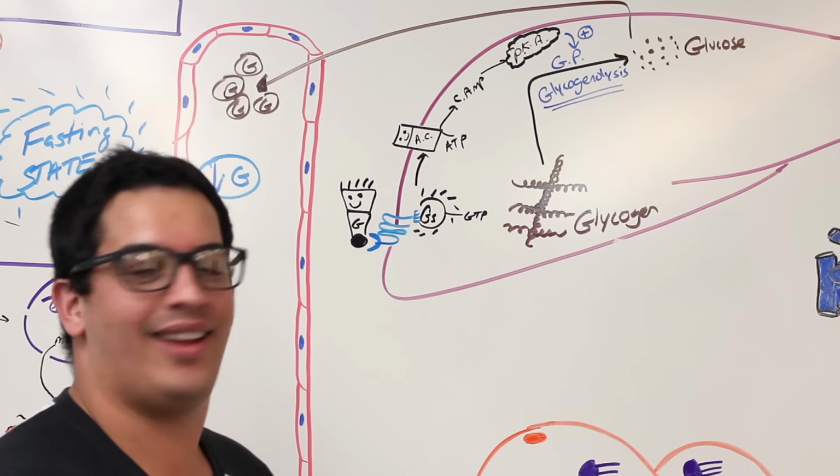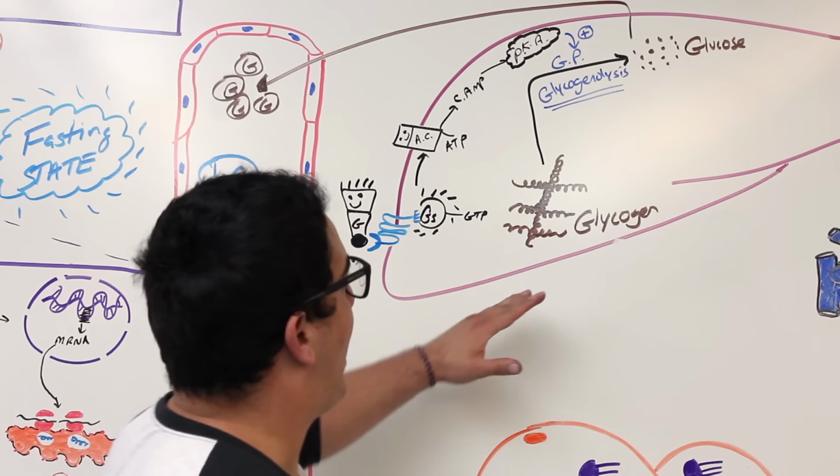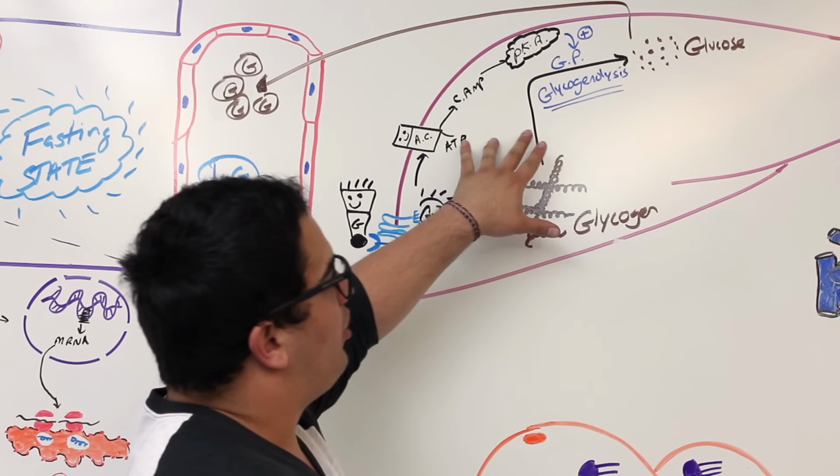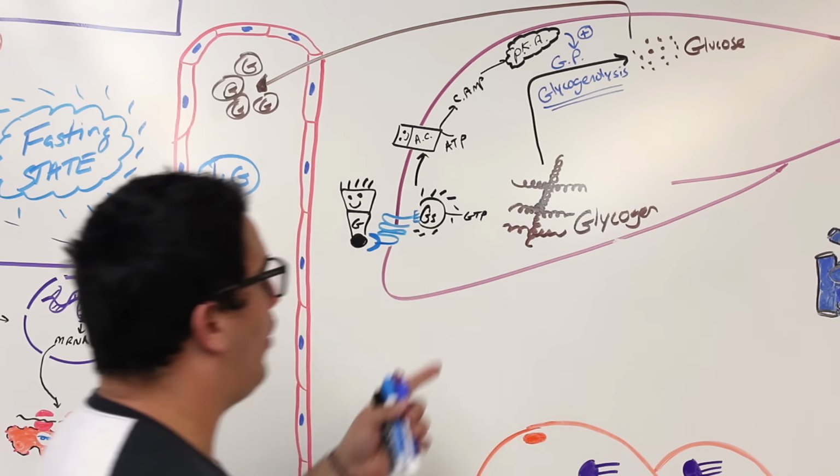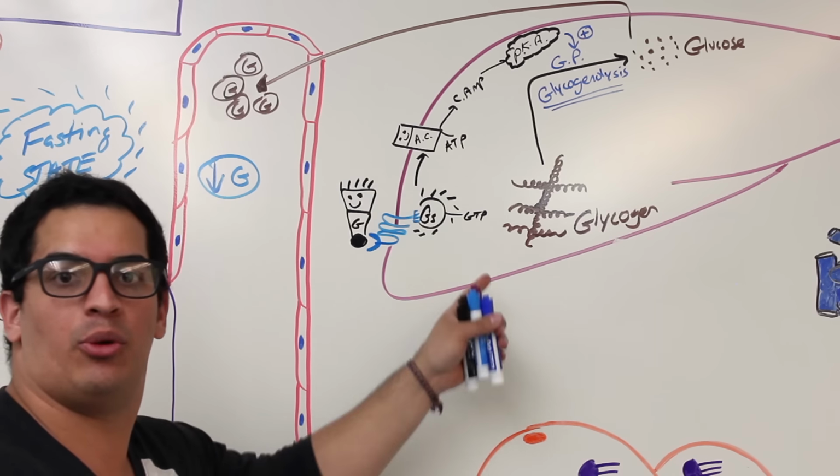Gnarly. That's pretty cool, right? Now, what else can happen? Glucagon's also pretty cool because not only does he promote glycogenolysis, he uses other molecules. So before we keep going, let's show what he does on the adipose tissue because it's going to be related, okay?